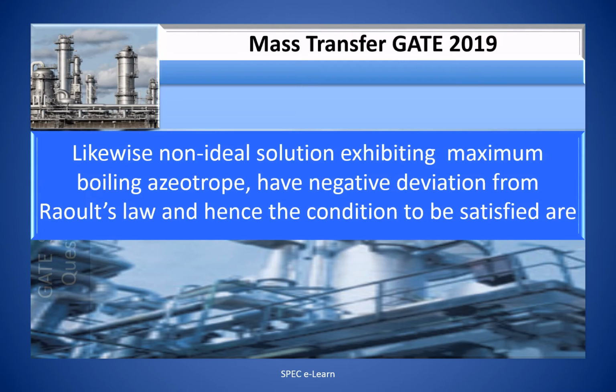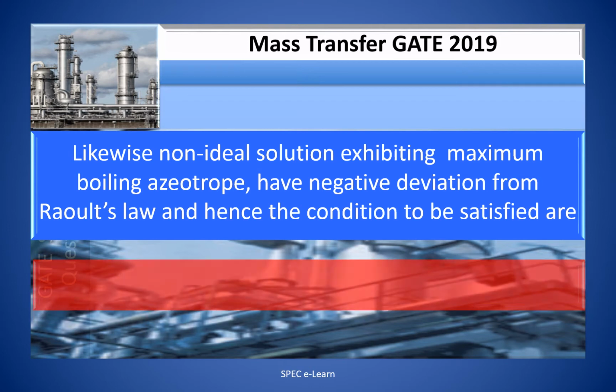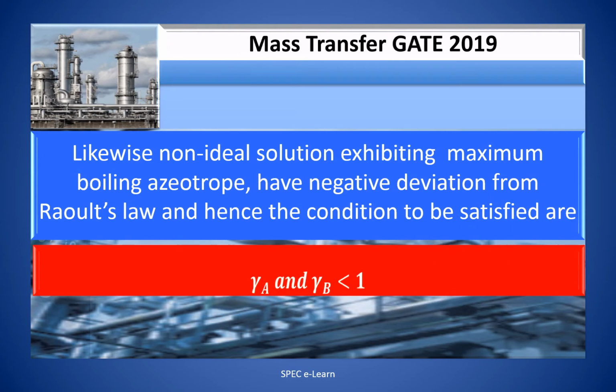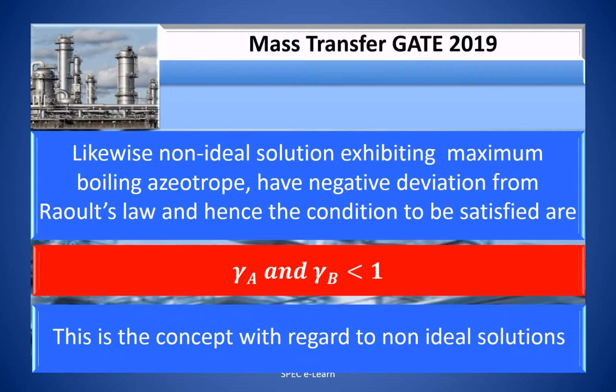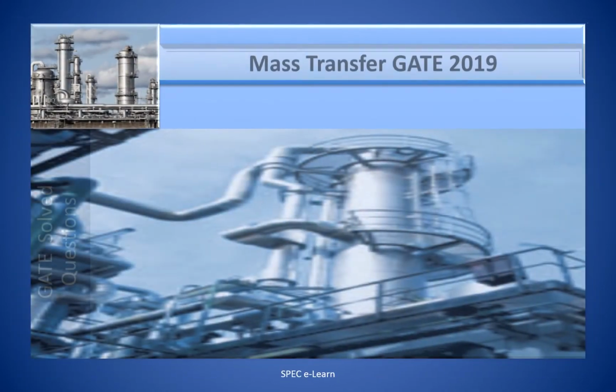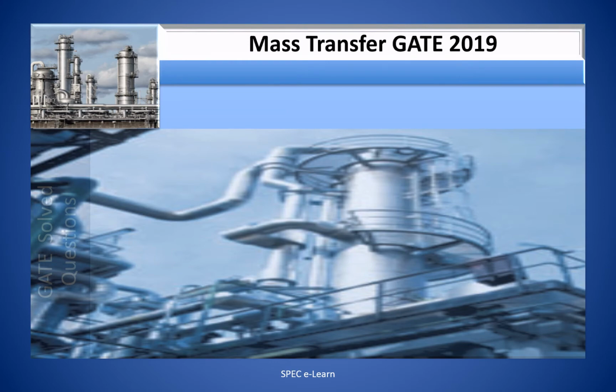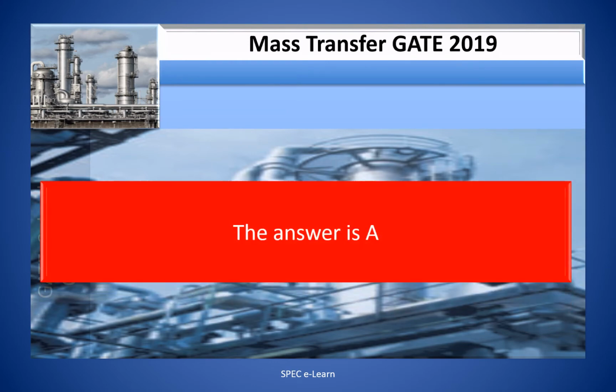Likewise, non-ideal solutions exhibiting maximum boiling azeotrope have negative deviation from Raoult's law. Hence, the conditions to be satisfied are gamma A and gamma B both must be less than 1. This is a concept with regard to the non-ideal solutions. Hence, the answer to the question is option A.